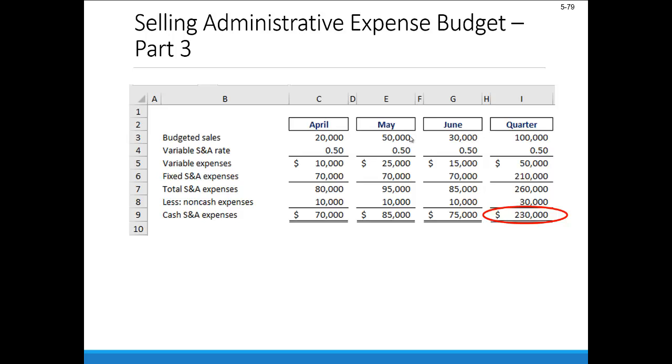So driving off budgeted sales to get our total variable expenses, adding in our fixed expenses, and getting that first subtotal of total S&A expenses. That's what we'd reconcile to on the budgeted income statement, right? Total expenses. But then we'll deduct the non-cash expenses to show the total cash outlays for these S&A expenses. We want to reconcile that to our cash budget. So for Royal here, for the company as a whole, total S&A expenses were $260,000, total cash portion $230,000.